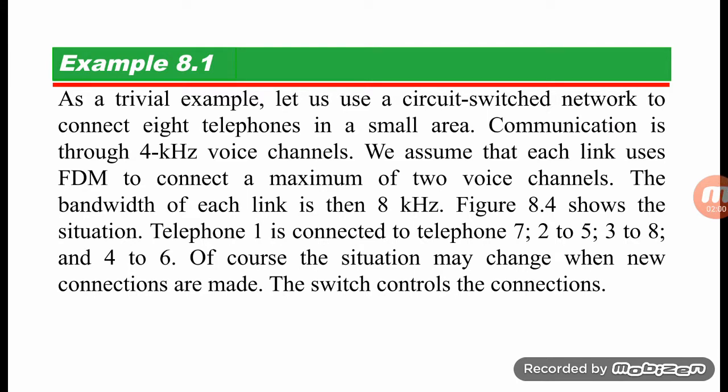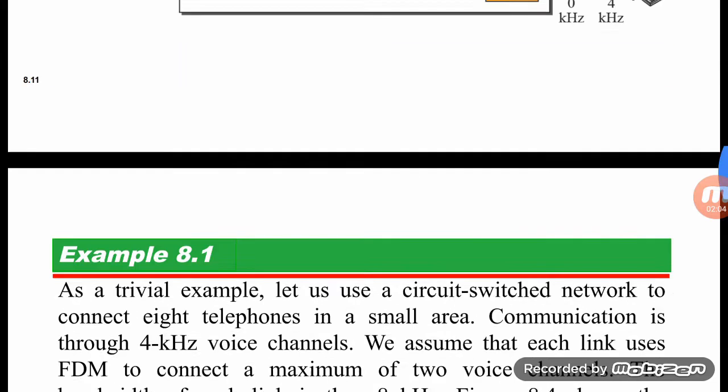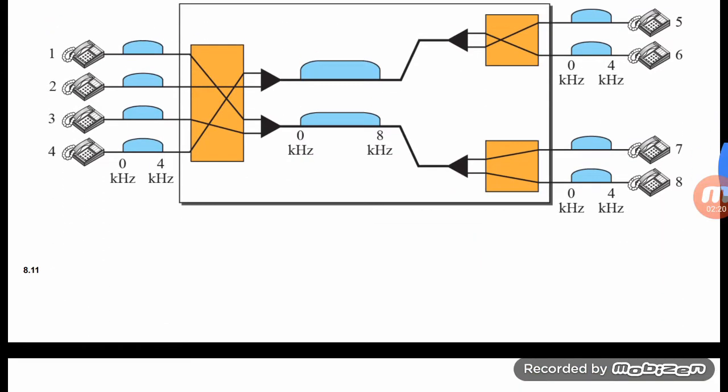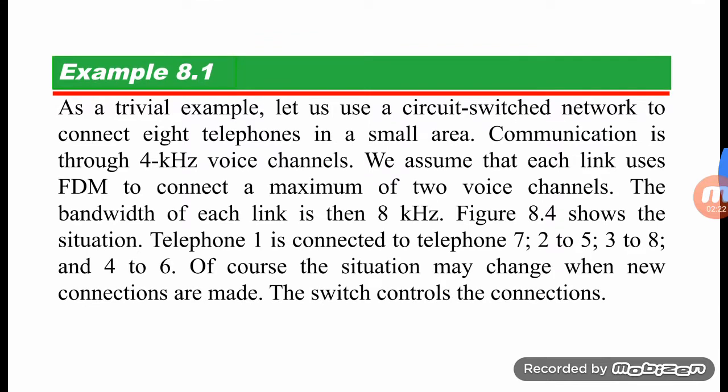Let's take an example of this one. 1 is connected to 7. How? This is 1. Okay, it goes like this, and from here it goes to telephone number 7. Right? And of course, if someone else wants to talk with someone else, then these connections, the switch will change. So the switch controls the connections.